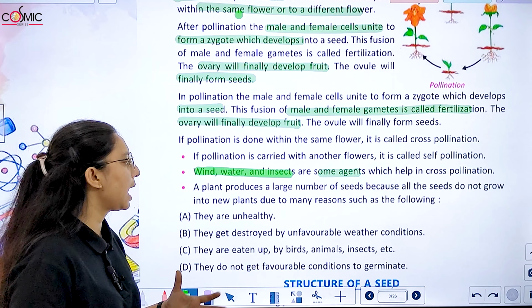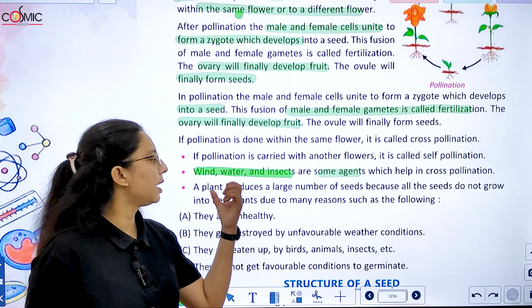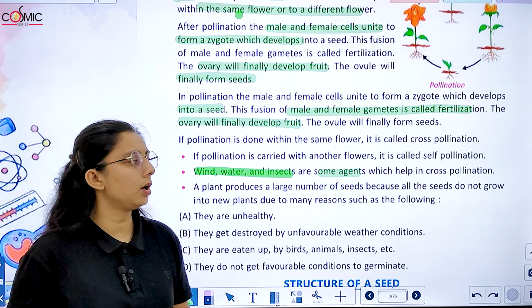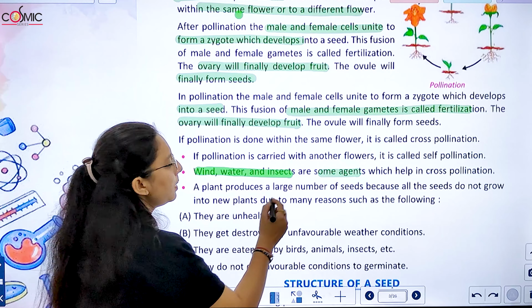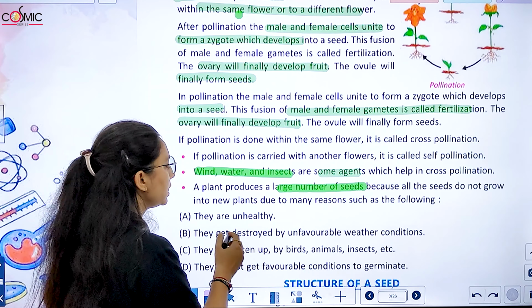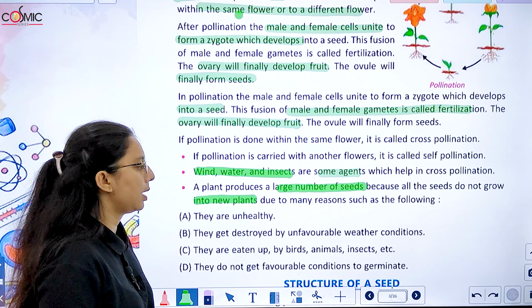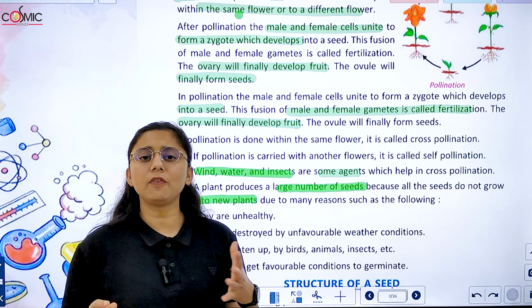There are some agents that help in cross-pollination. They are water, wind, and insects. A plant produces a large number of seeds because not all seeds grow into a new plant. There are many reasons why all seeds do not grow into a new plant. What are those reasons? I will tell you. Maybe the seeds are not healthy. They are unhealthy.